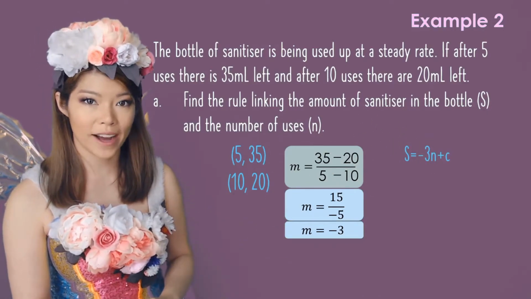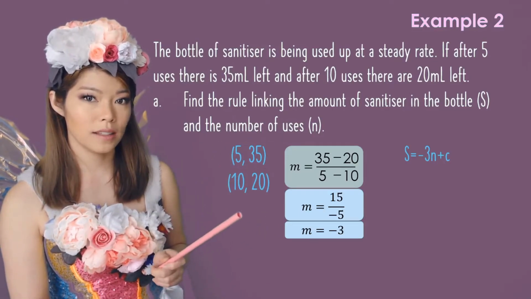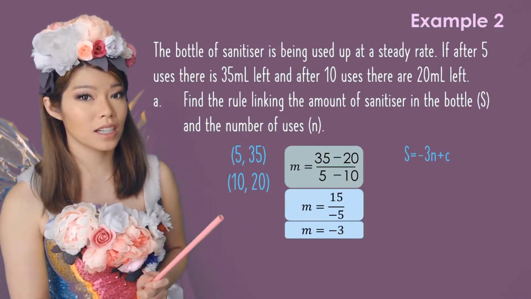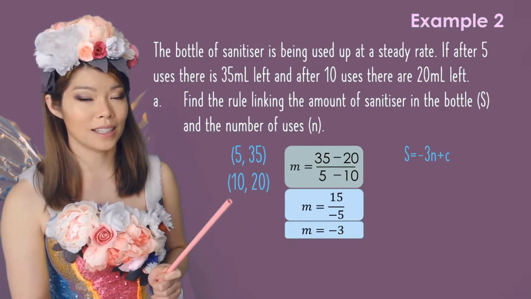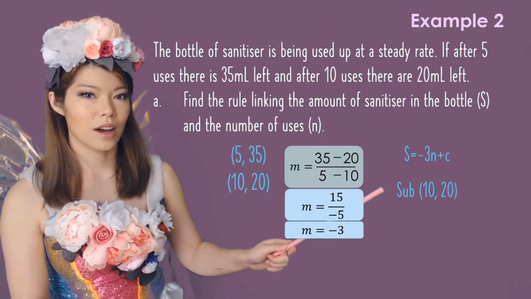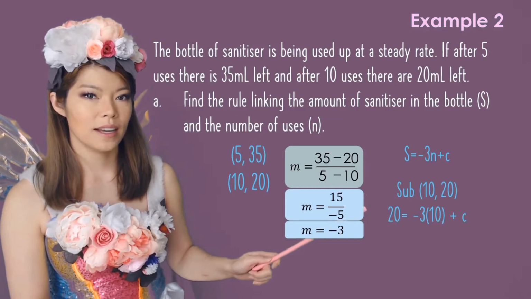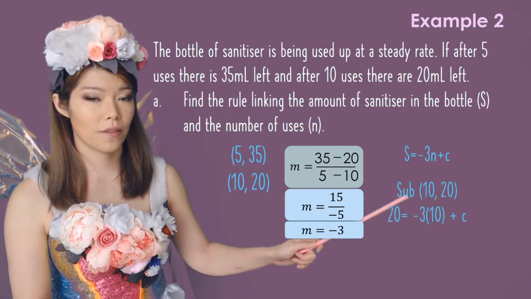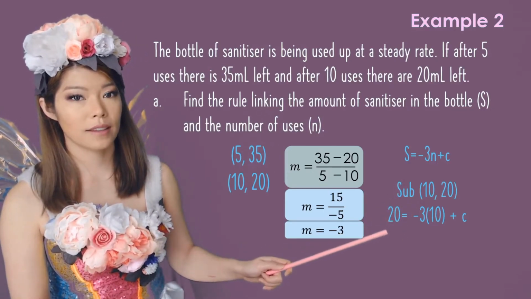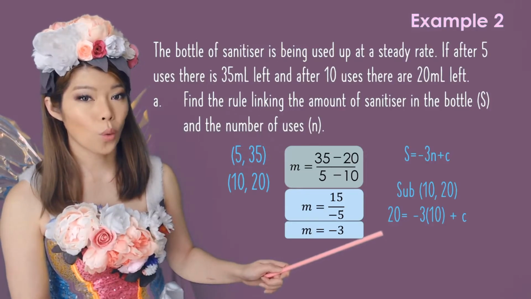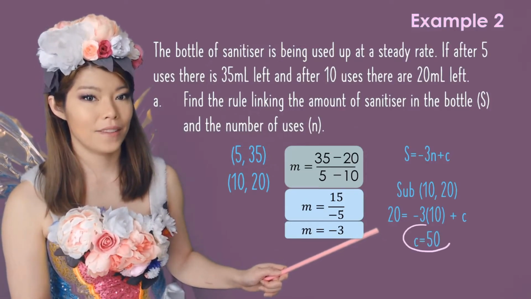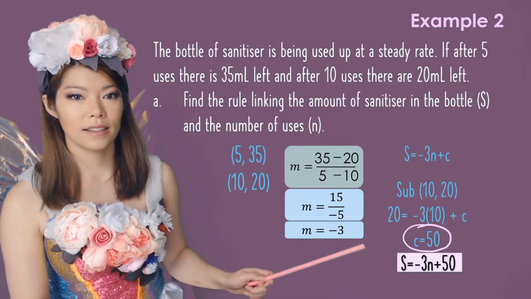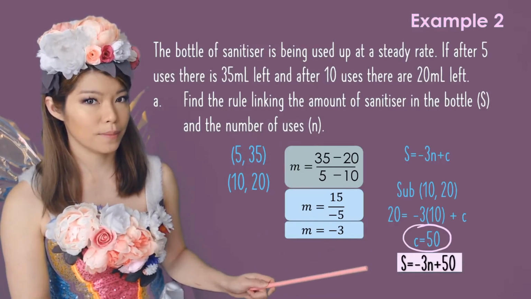How do we find the y-intercept? Well, we have two coordinates. We can sub in any of them into the equation to find c. And I'm going to choose 10, 20 just because it's easier to multiply 10s and 20s than 35. So our x is 10, our y is 20. So 20 equals negative 3 times 10 plus c. Negative 3 times 10 is negative 30. Bring the negative 30 to the other side, becomes plus 30. So 20 plus 30 is 50. c is 50. So put that back into the equation. We have S is equal to negative 3n plus 50.